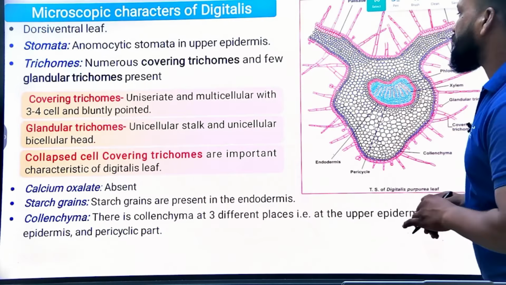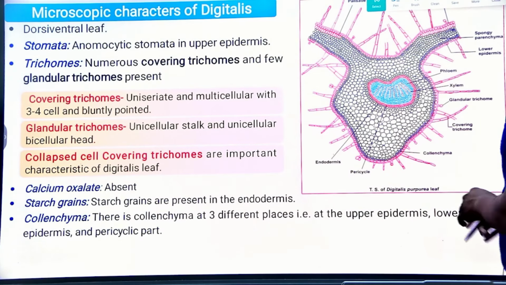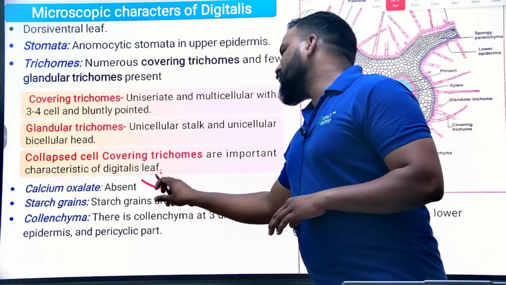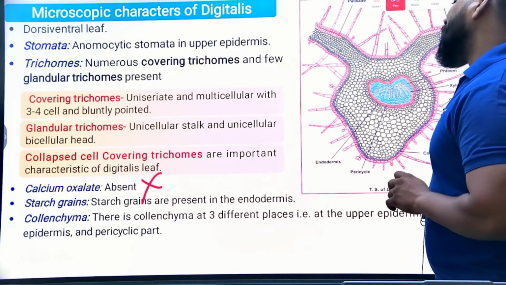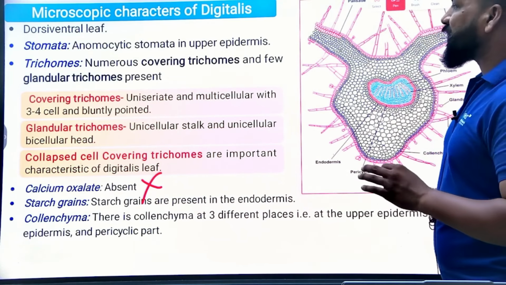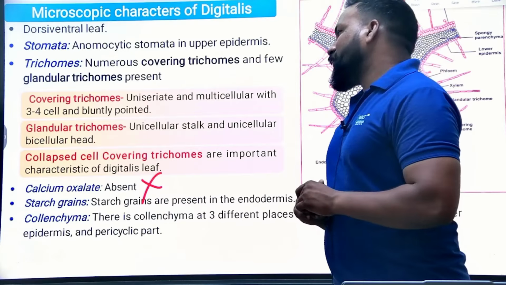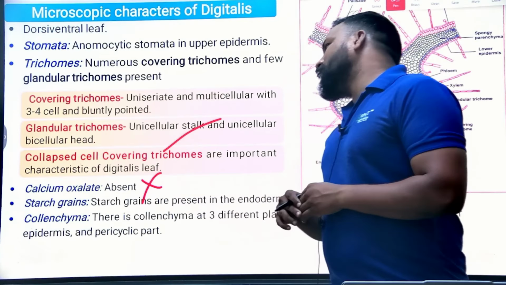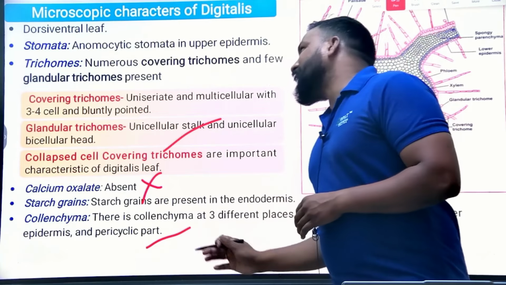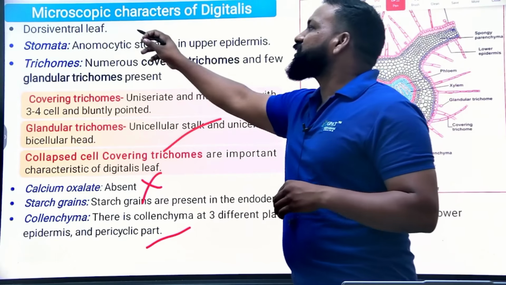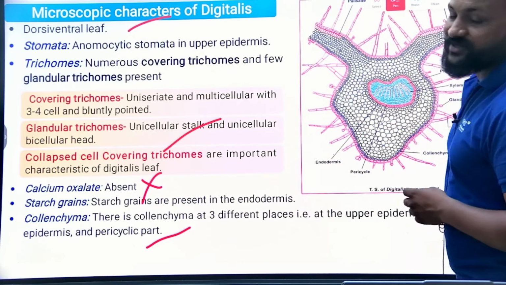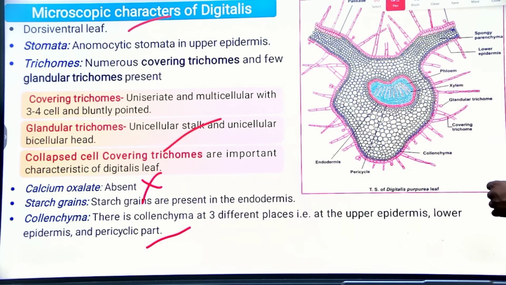You can see the structure. So this is the structure. Calcium oxalate crystals are absent. Clear? So that's a major difference. It contains anomocytic stomata, and also they contain collapsed covering trichomes, and also they contain sclerenchyma. And it's a dorsiventral leaf. Clear? So this is the microscopy.